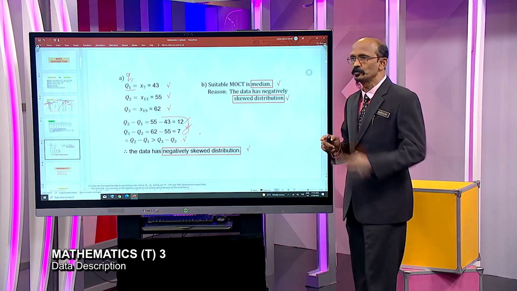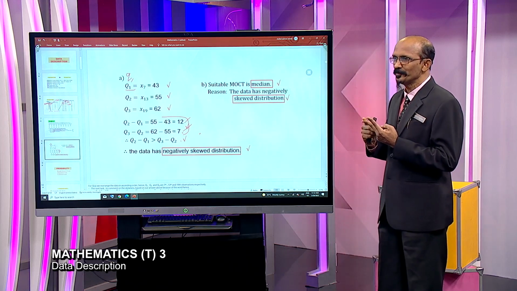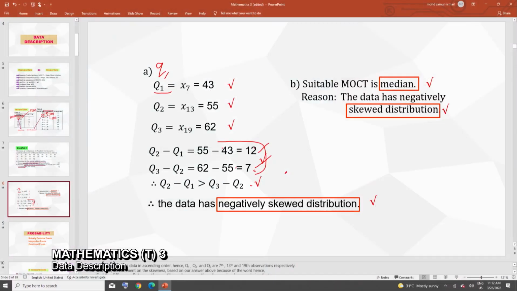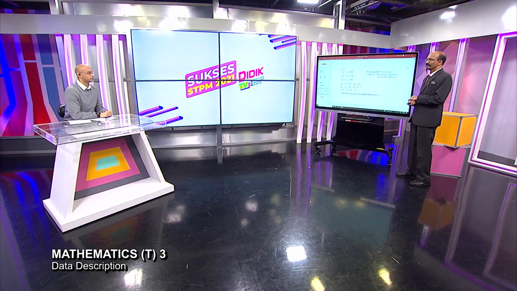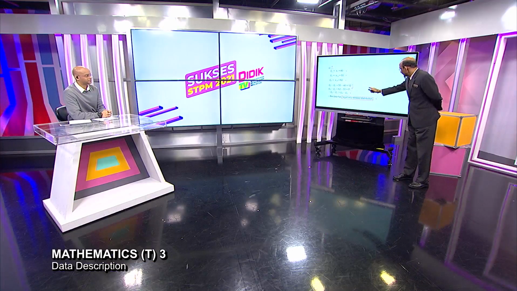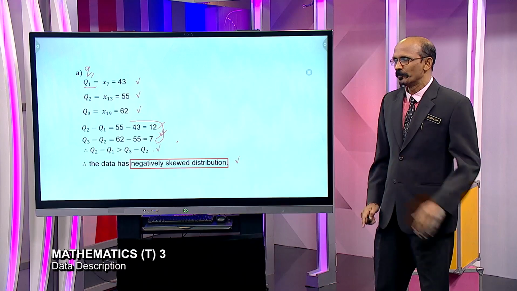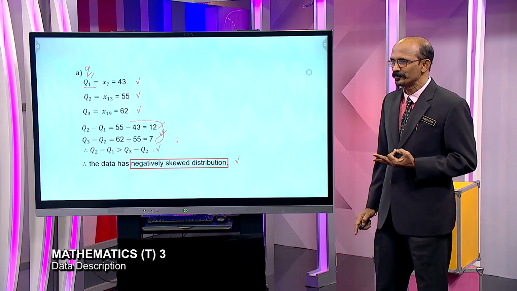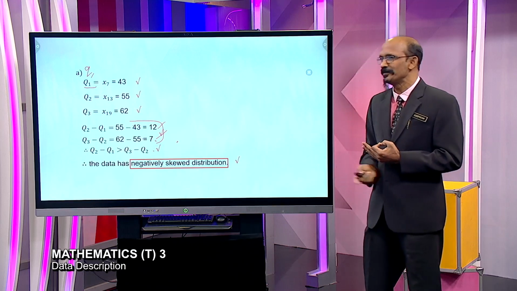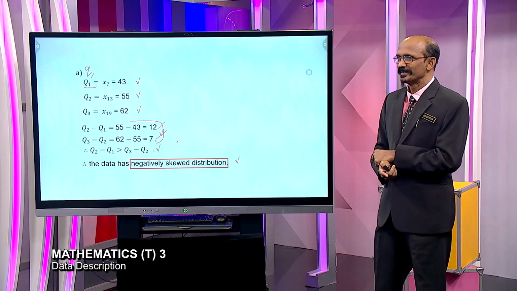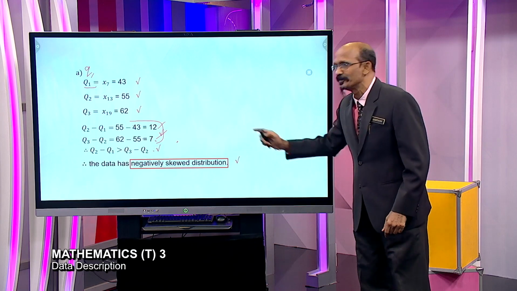Because skew means we have two types of skewness: one is positively skewed, another is negatively skewed. If you never write the word negatively, it might be positively skewed. Now, what about this statement: "the data has a skewed distribution"? If I do not put the word negatively there, can that be accepted? Listen carefully. We have two types of skewed distribution, positive and negative. If you never put the word negatively, it might be positive also. That's why the word negatively is very important.